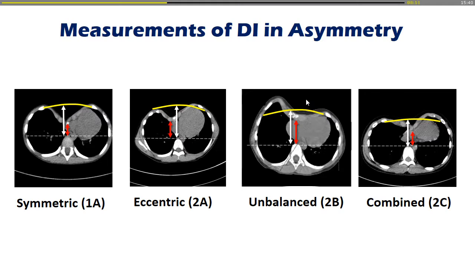So how can you measure the depression index asymmetry? This is a symmetric one, so no problem. And for the eccentric one, we have to estimate the normal line, and then the unbalanced type is like this, and the combined type is this way.